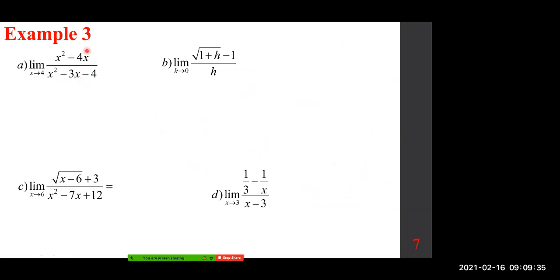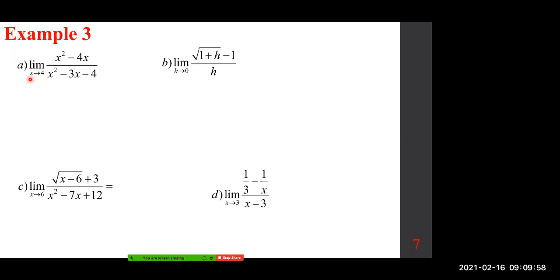If you don't get 0 over 0, that's a different story. But if you do get 0 over 0, the factored format becomes fairly easy because x is approaching 4. Most likely, you have a factor of x minus 4. If it was approaching 10, you would have a factor of x minus 10. If it was approaching -4, you would have a factor of x plus 4.